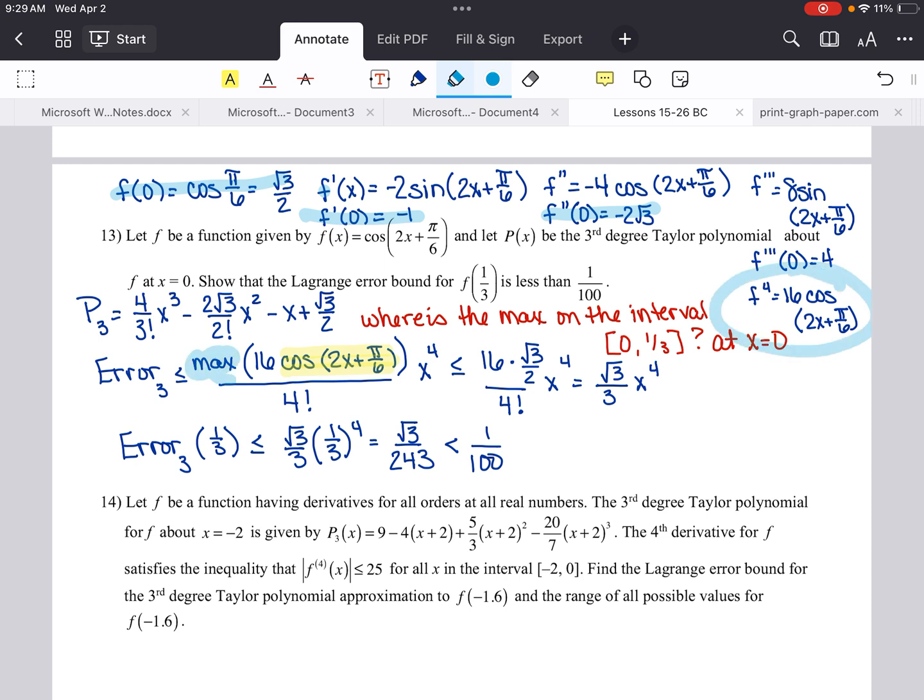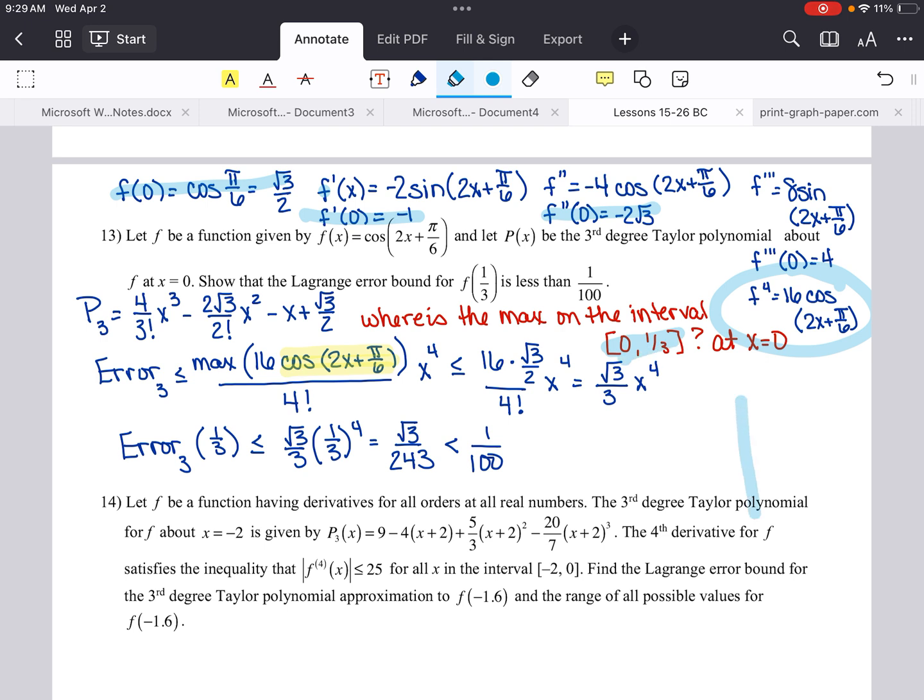So I've got the maximum. How big could the fourth derivative be? 4 factorial x to the fourth. Okay, this is where you got to think. When I'm dealing with a cosine function, it's centered at 0. It's going to go to 1/3. So on the interval from 0 to 1/3, where is that going to be the biggest?